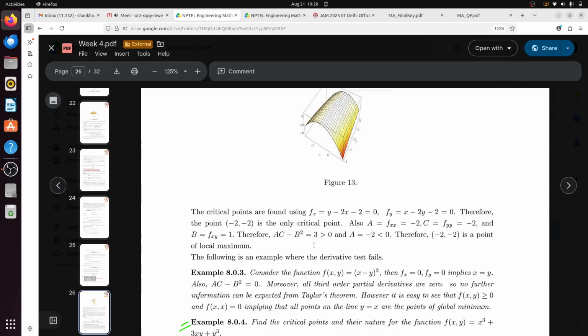So if you take del f del x, you will get y minus 2x minus 2. If you take del f del y, you will get x minus 2y minus 2. You need to solve it: y minus 2x equal to 2 and x minus 2y equal to 2. Therefore the critical point is (minus 2, minus 2). And if you determine a, that means fxx and fyy, you get fxx is less than 0. Now you calculate fxx into fyy minus fxy whole square. This is greater than 0, and a is less than 0, so it is a local maximum.